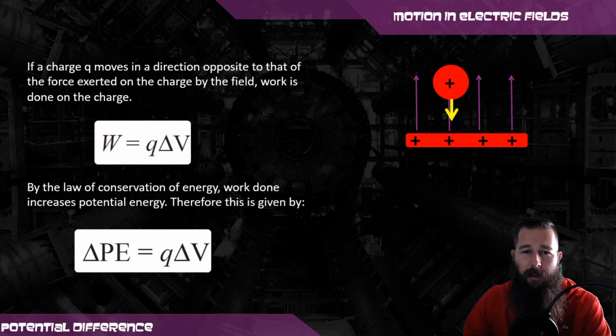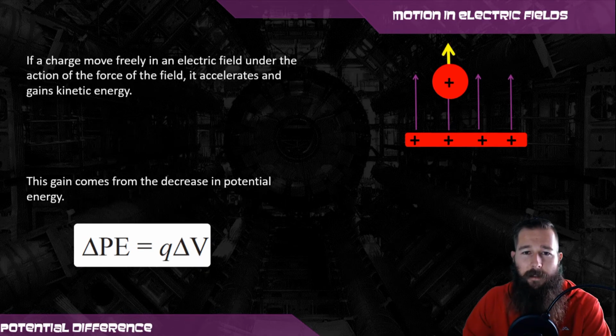By the law of conservation of energy, energy cannot be created or destroyed. So the energy is transformed into potential energy in this case. Now, if a charge moves in the direction of the force of the field freely, it gains kinetic energy. And this comes from the transformation from potential energy to kinetic energy.